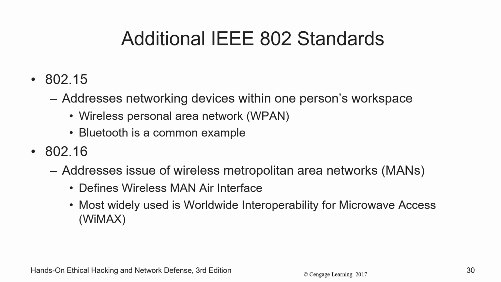802.15 is Bluetooth, or WPAN, and then 802.16 was wireless metropolitan area networks, or essentially mesh networks for large areas.